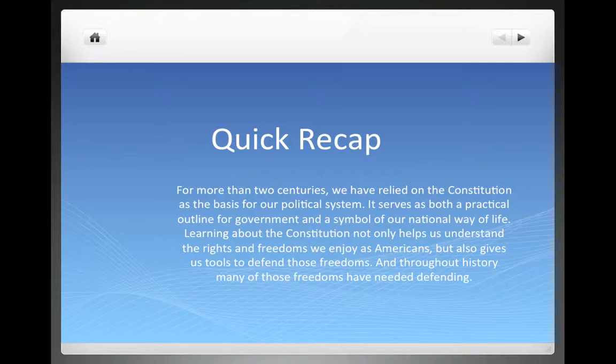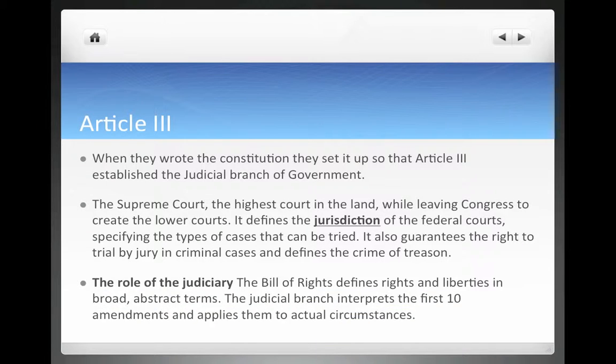It serves as both a practical outline for government and a symbol of our national way of life. Learning about the Constitution not only helps us understand the rights and freedoms we enjoy as Americans, but also gives us tools to defend those freedoms. And throughout history, many of those freedoms have needed defending.